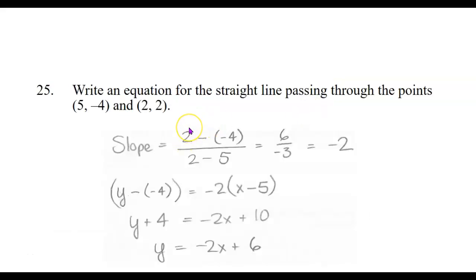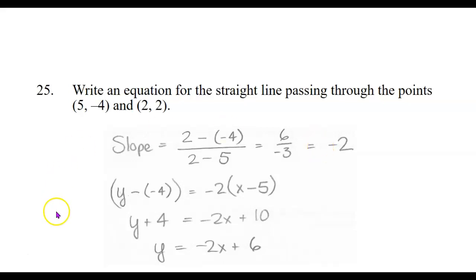Number 25, write an equation for the straight line passing through the points (5, -4) and (2, 2). First thing to do would be to find the slope of this line. The formula for the slope is y coordinate minus y coordinate over x coordinate minus x coordinate. So that would be 2 minus -4, which is 6, over 2 minus 5, which is -3, and 6 divided by -3 is -2. So there's our slope.